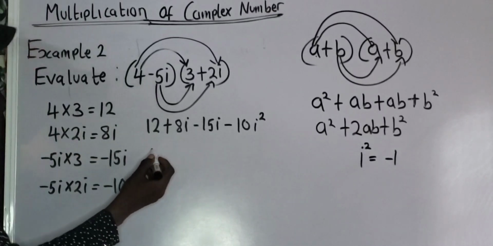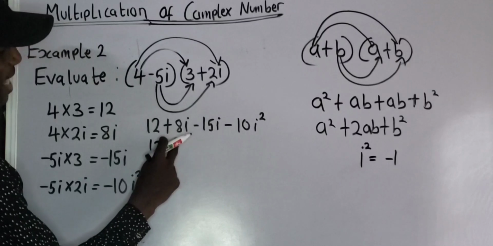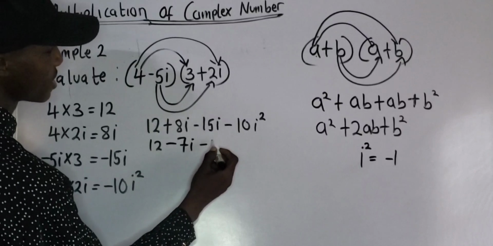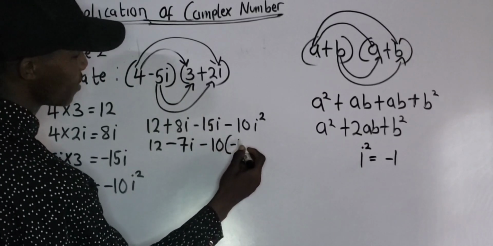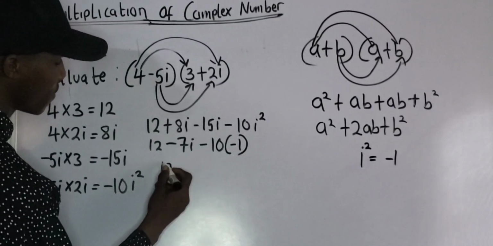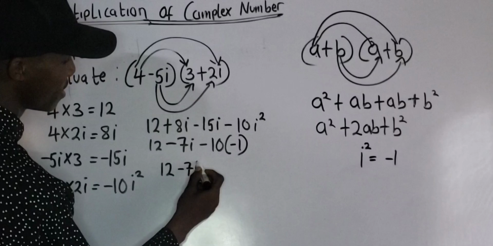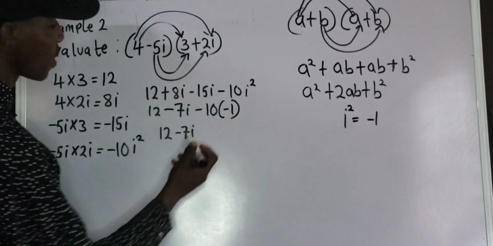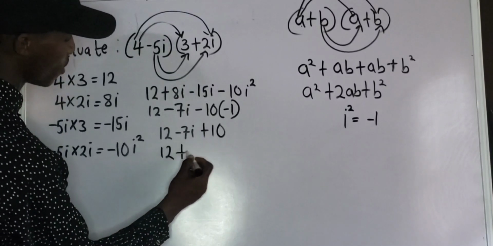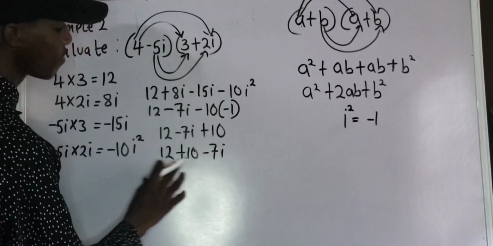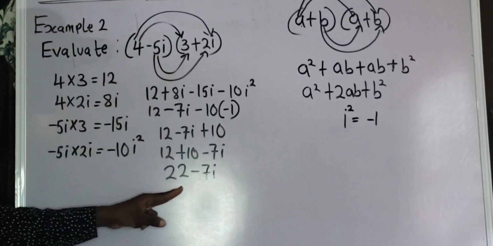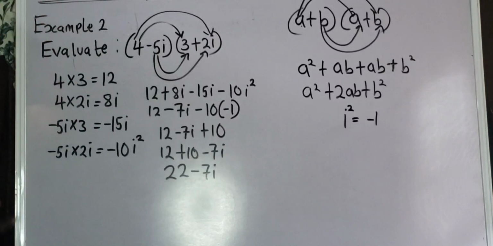Well, let's proceed. 12, 8i minus 15i is minus 7i, minus 10 into bracket minus 1, because i squared is minus 1. So I'm going to have 12 minus 7i minus 10 multiplied by minus 1, that is plus 10. For like terms, 12 plus 10 is 22, minus 7i. So the evaluation of this is 22 minus 7i.